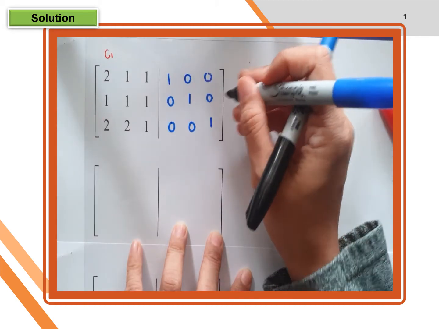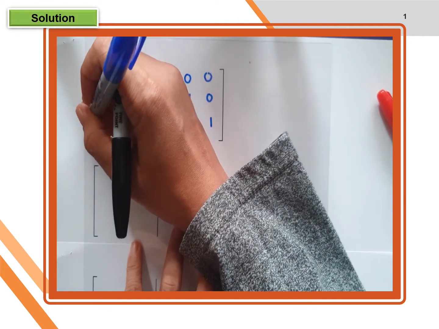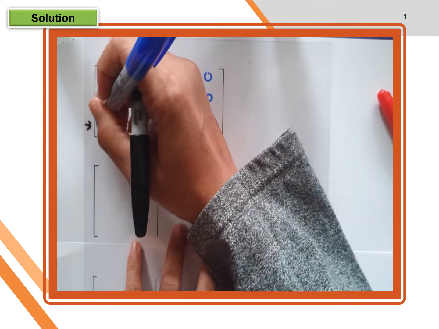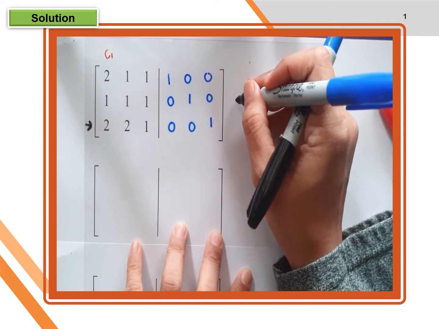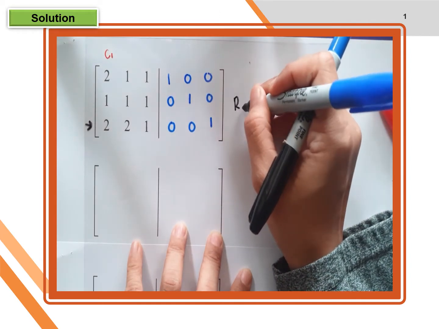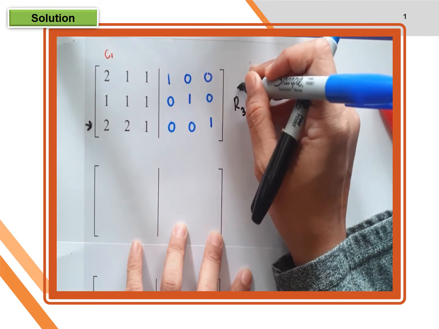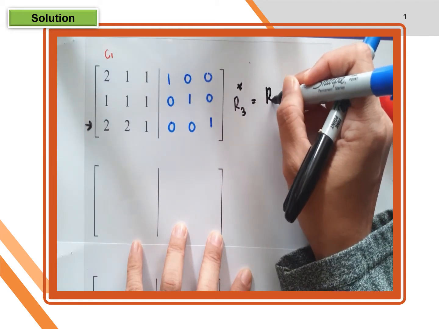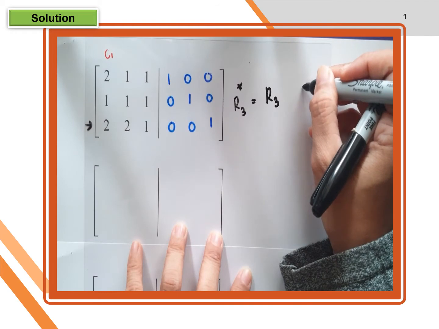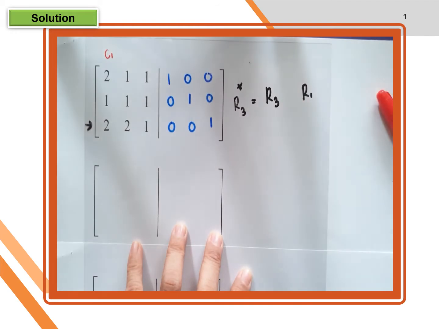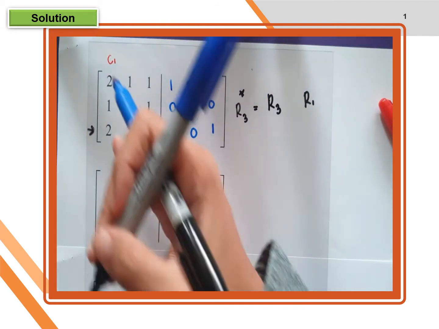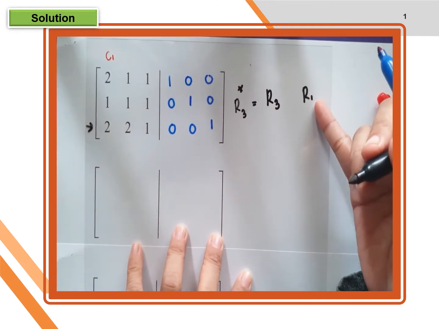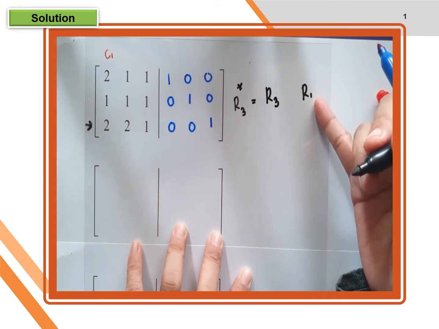Let me start from row 3. Change number 2 to 0. To replace row number 3, the formula is you start with row number 3 together with row number 1. Since we are in the first column, we use row number 1 as our reference.